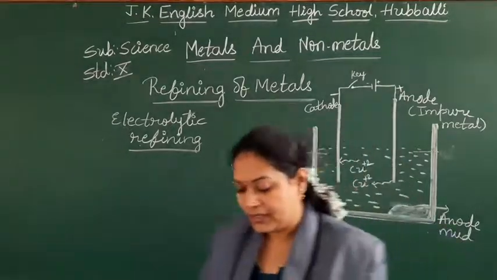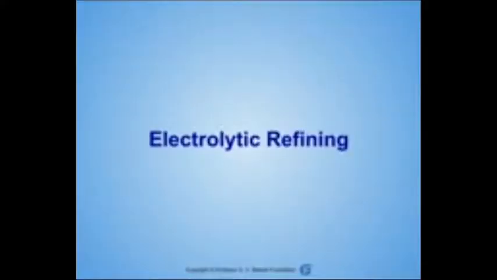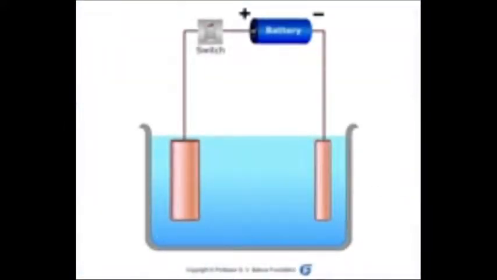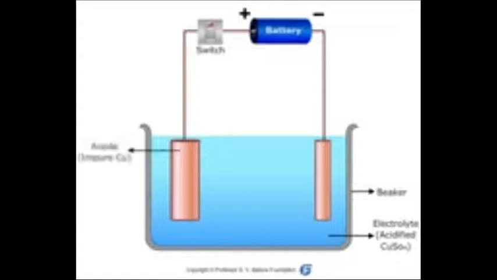Okay, take down the diagram. So students, let us study about electrolytic refining. Here we have taken the electrolytic refining of copper. In the tank you are going to take the acidified copper sulfate solution as we are refining copper. So one is the anode, one is the cathode. Here the anode is the impure metal, and the thickness of this metal is more compared with the cathode.